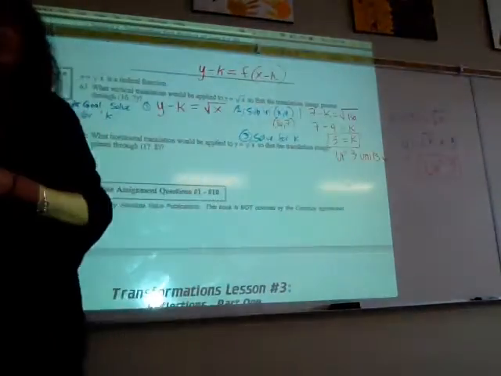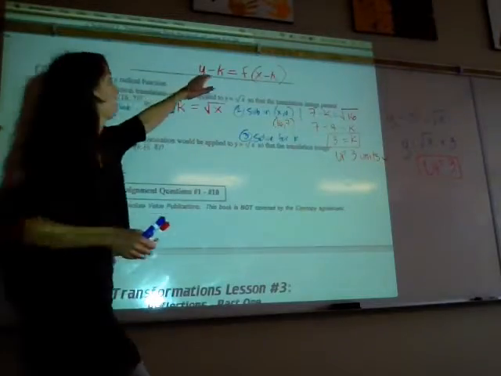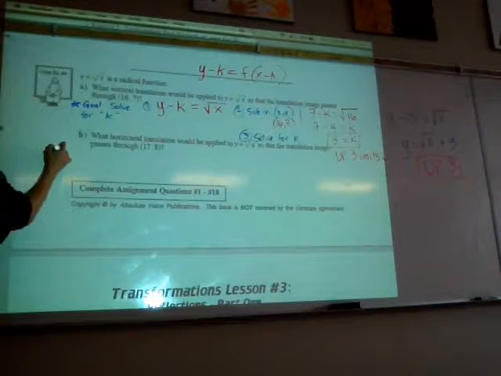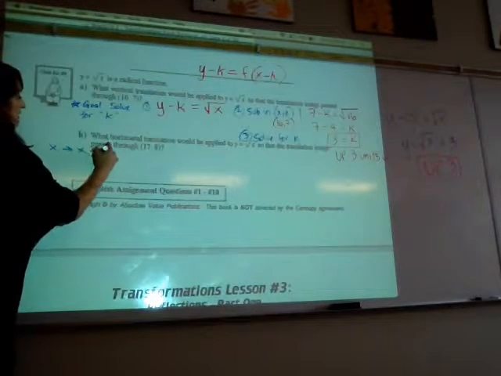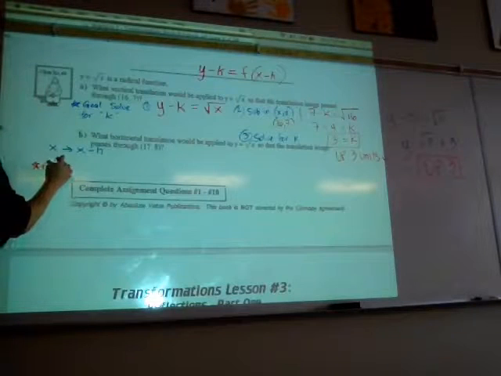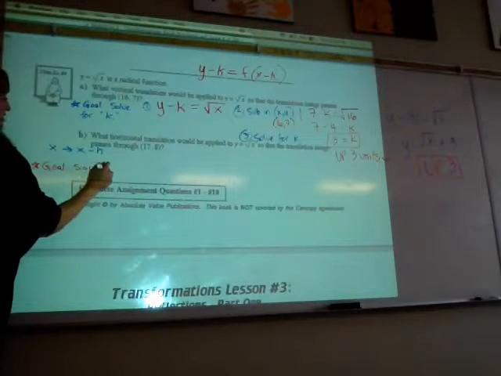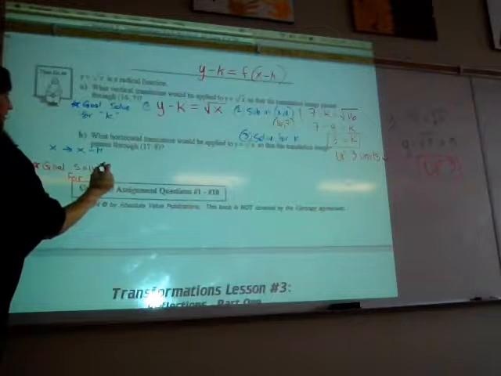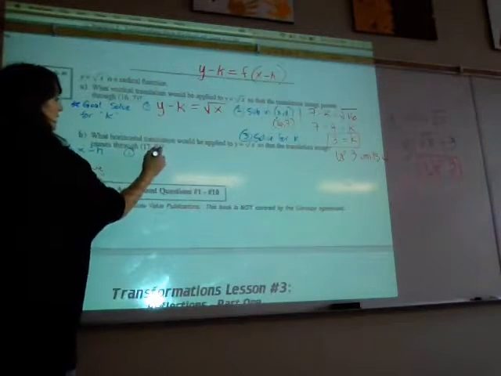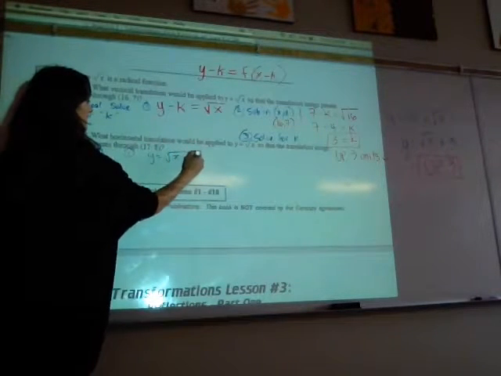Part B, we have a horizontal translation. So instead of dealing with k, we're dealing with h. Only x will be affected. Another way to write this is x is going to be replaced with a horizontal translation, x minus h. So the goal of this is solve for h. So step 1, we've got to show that our x will be replaced with an x minus h. There's going to be a horizontal translation.